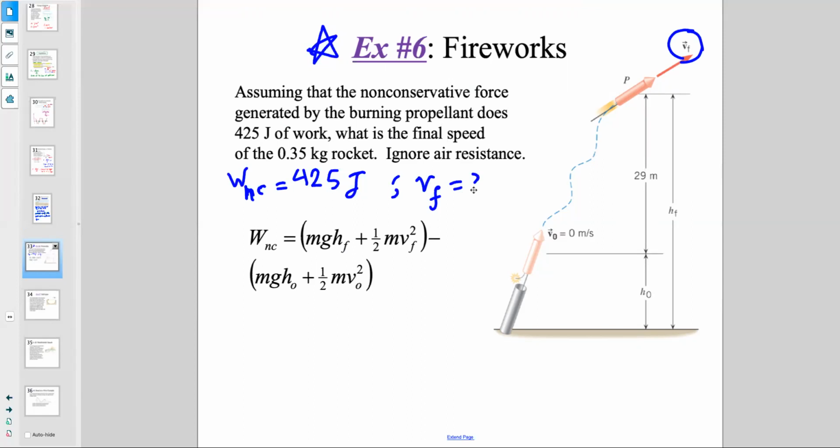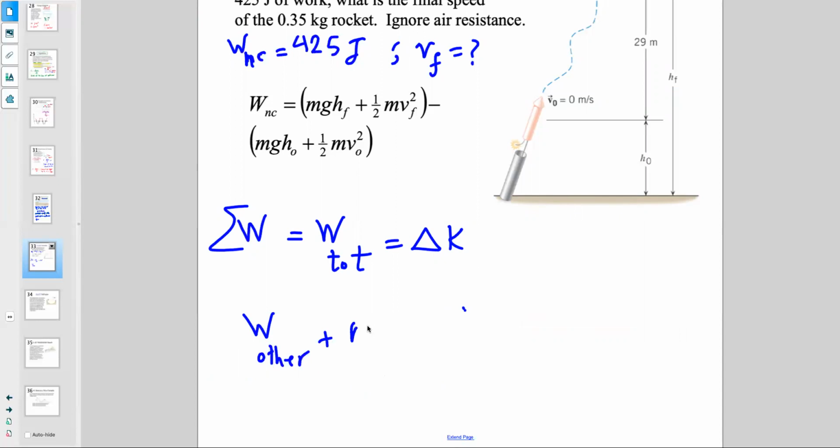So how do we take into account this work done by a non-conservative force? Remember that we had total work being equal to delta K. But then I said this total work is work done by other forces plus work done by gravity, or gravitational potential energy, plus work done by elastic forces, being equal to delta K. And we know that these two are negative delta U.